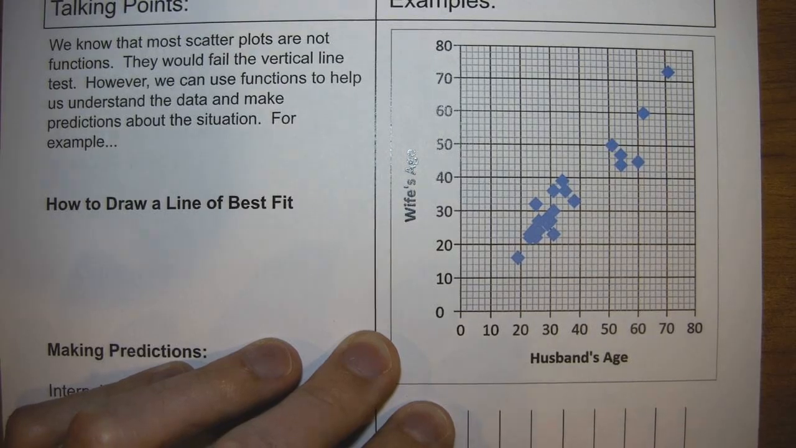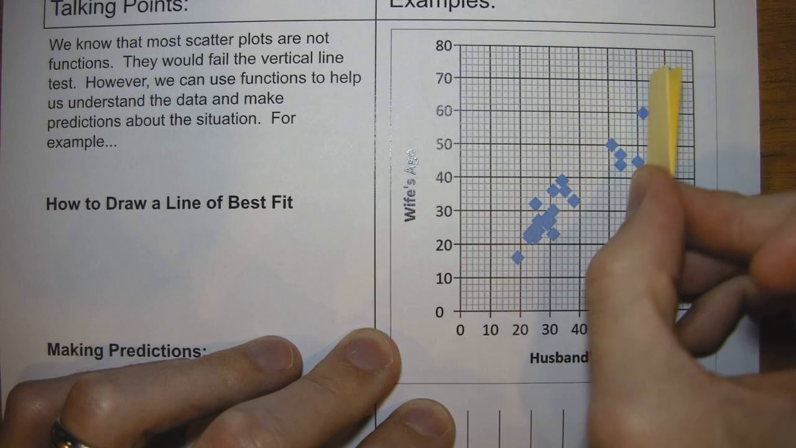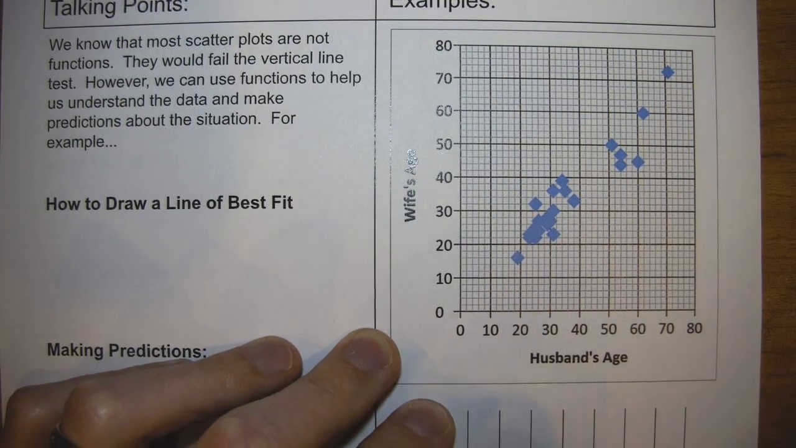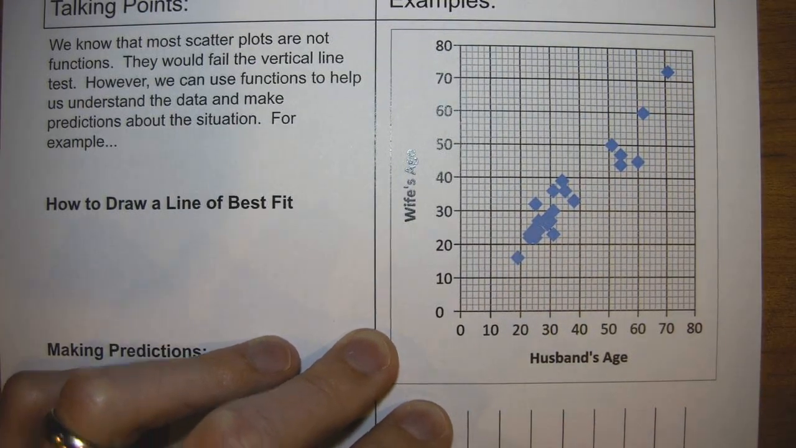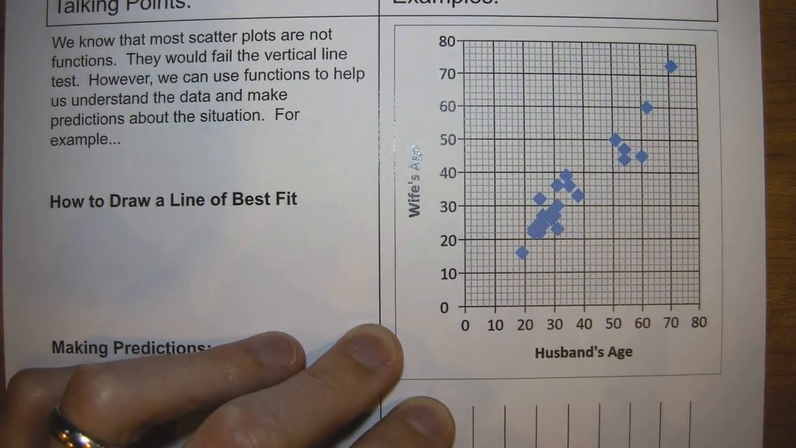So obviously, the vertical line test is failing, but look at all those points that fall in line. What we're going to do is use what we know about functions to help us make a better understanding of what this data is saying. Let me show you how we draw the line.